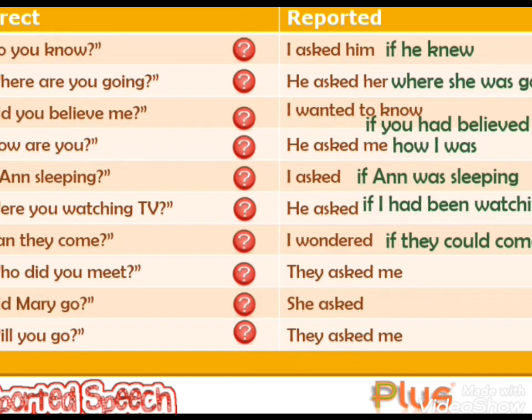Who did you meet? Here the question is in the past simple. They asked me. I will change it into past perfect. Who I had met. So you will arrange your sentence as you write it in the simple or direct sentence. They asked me who. I started with my subject first, then the verb. But in the question, I used the verb first, the helper verb first, then the subject.